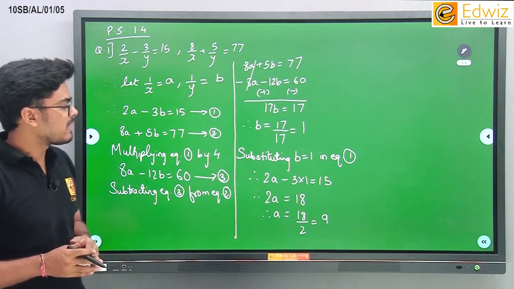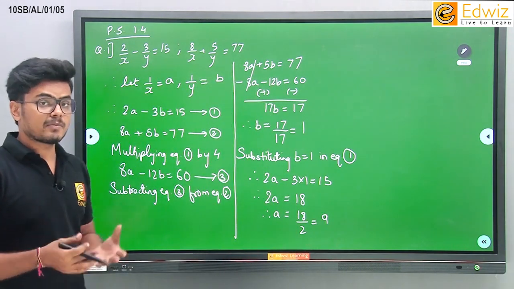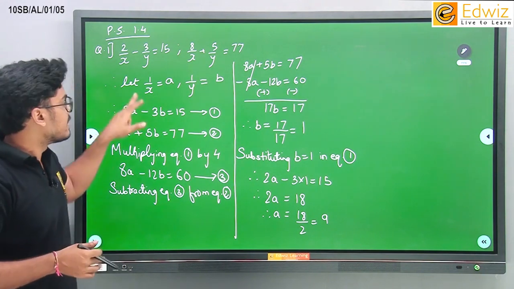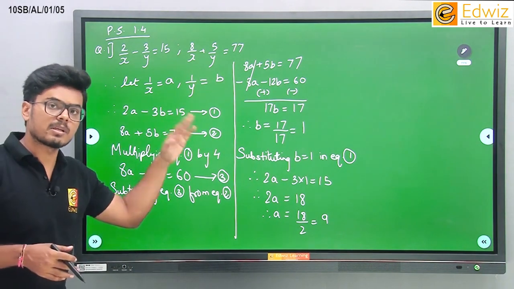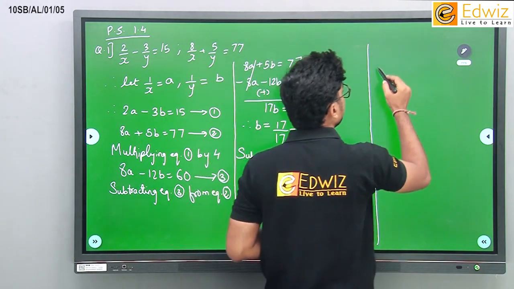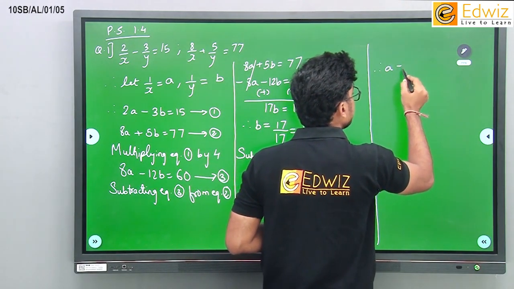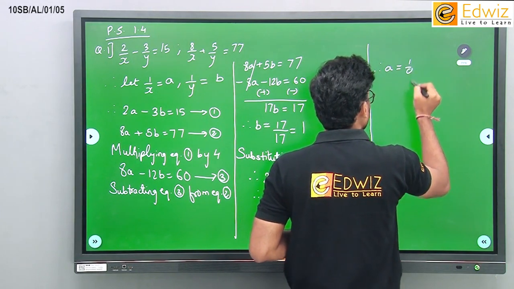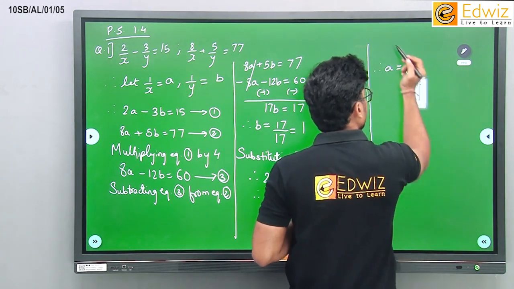Okay, now I have both the values of a and b. Let us find out x and y. Finally, ये जो हम लोगों ने कंसिडर किया था इसको रीसब्स्टिट्यूट कर देंगे. ठीक है, so we have therefore a is equal to 1/9 and b is equal to 1.